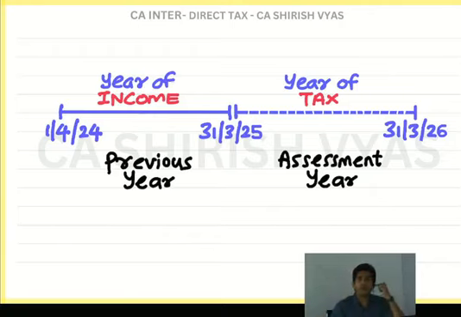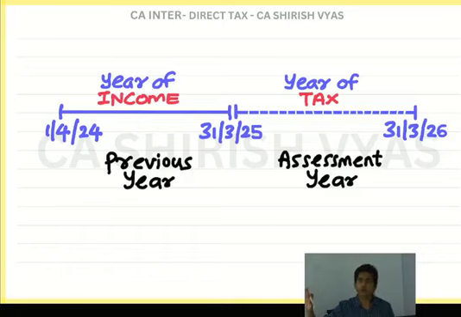The moment we hear previous year, it means the year in which your income was generated. And the moment you hear assessment year, it means the year in which you are going to pay the tax. Our previous year and assessment year are defined in the exam. Students who are appearing in May 25, for that matter September 25 or Jan 26, for all these attempts the year will be the same.